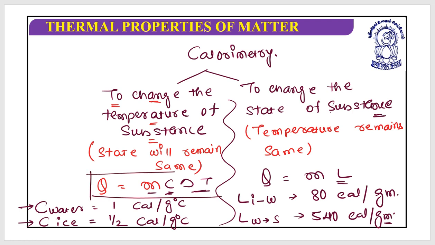Q equals mc delta T can work to change the temperature only. It cannot change the state. While Q equals ml can work for the change in state only. It cannot change the temperature. I hope this is clear. Is it clear?